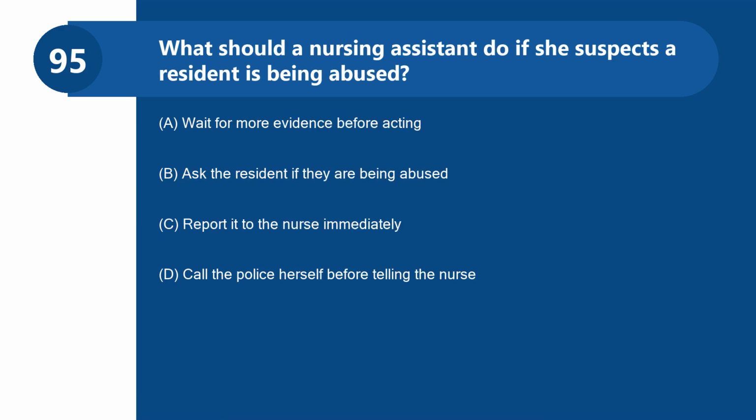Question 95. What should a nursing assistant do if she suspects a resident is being abused? Option A, wait for more evidence before acting. Option B, ask the resident if they are being abused. Option C, report it to the nurse immediately. Option D, call the police herself before telling the nurse. The correct answer is Option C, report it to the nurse immediately.